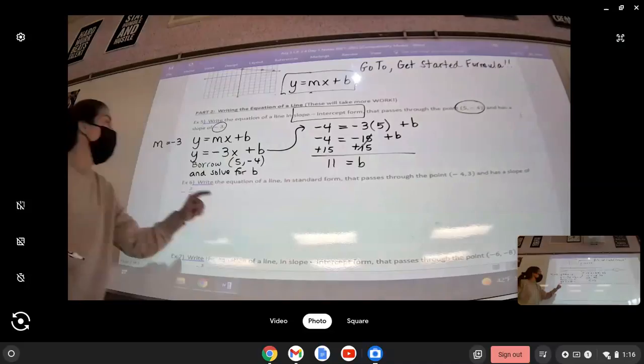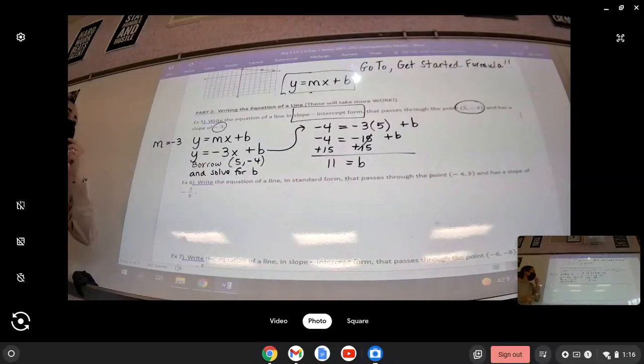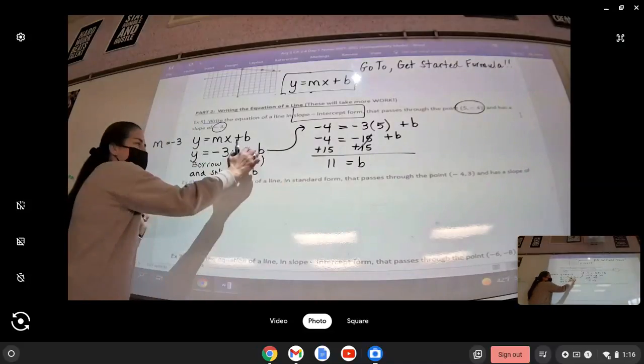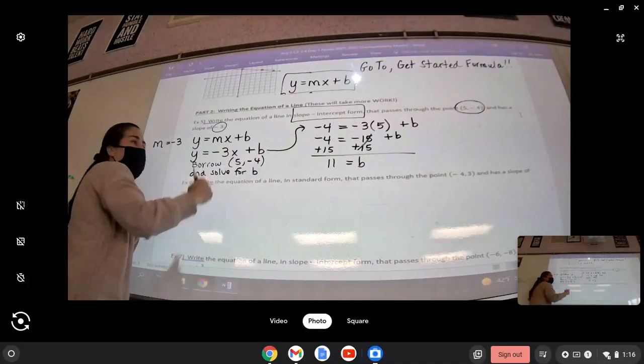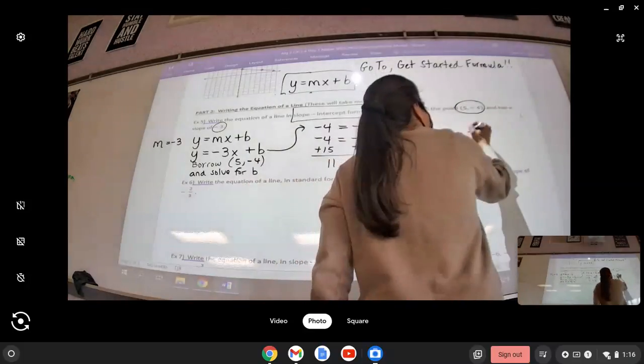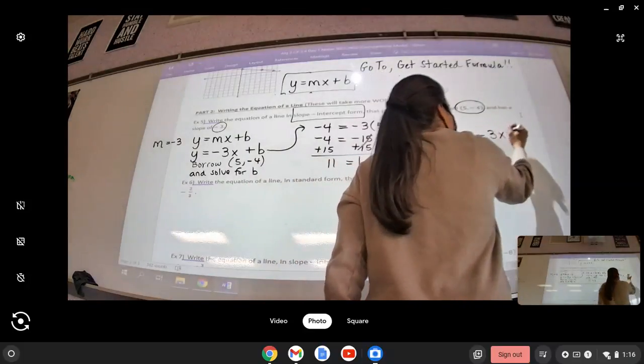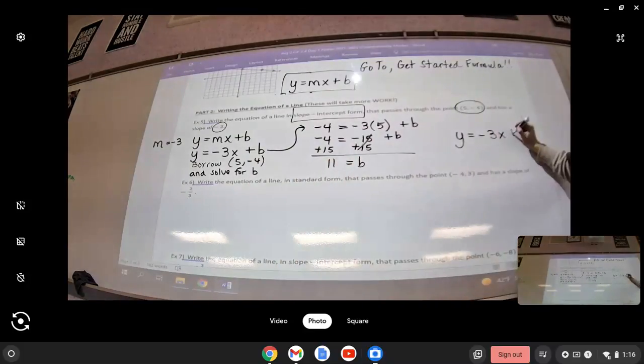So now you know b, you already knew m, you are ready to go. All you gotta do is pop b right there, and you'll have your equation of the line. So it'll say y equals -3 times x, and then who was b? Plus 11. And you're done.